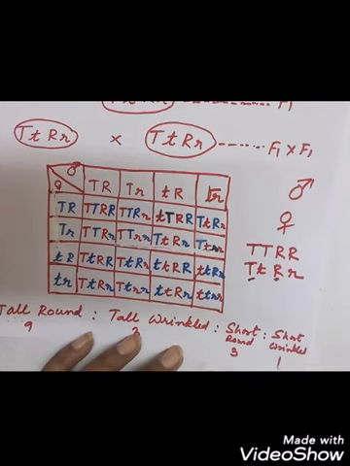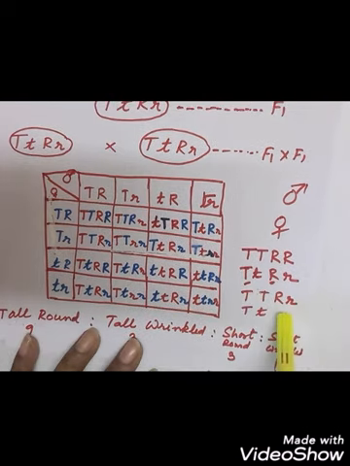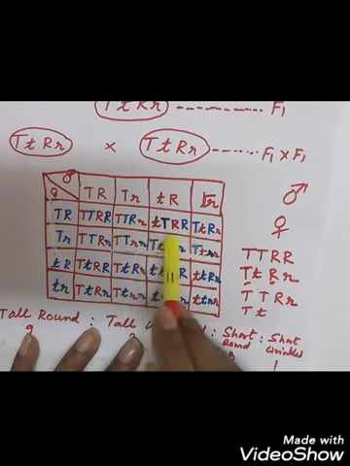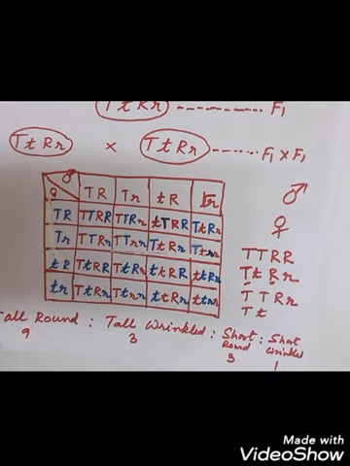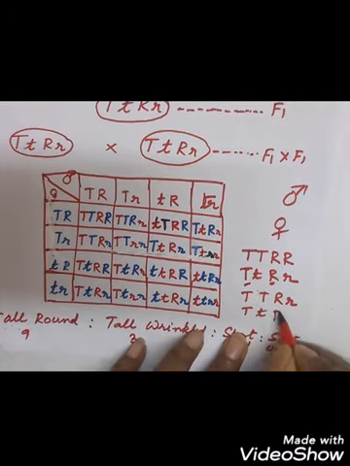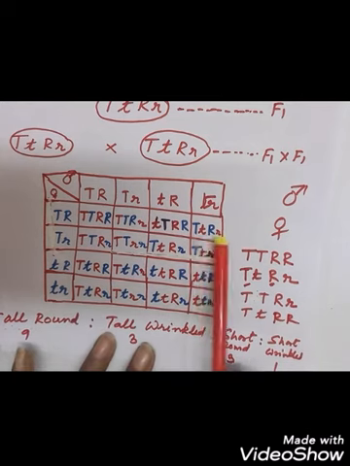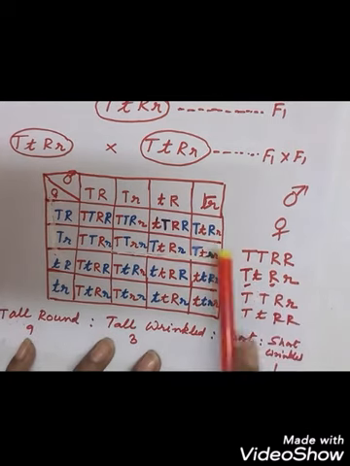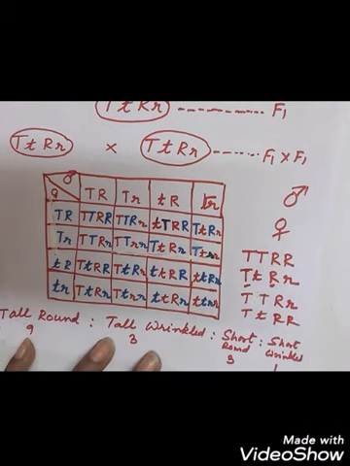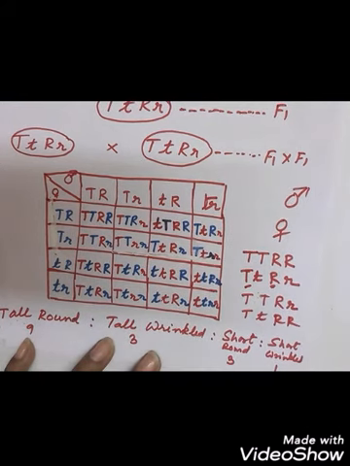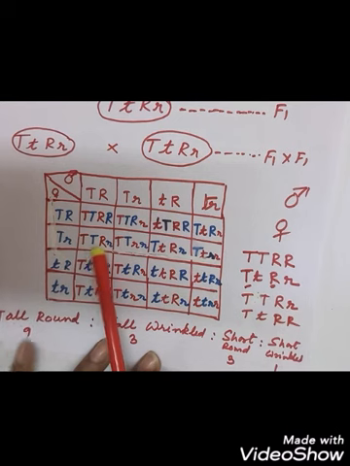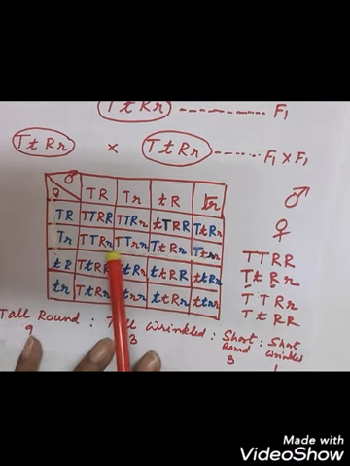So this is also tall round. T, capital R, small r. Capital T, small t. Capital T, small t, capital R. This is also tall round. Capital T, small t, capital R, small r. This is also tall round. So we got in the first line all tall round. Now in the second line, capital T, capital R, small r.